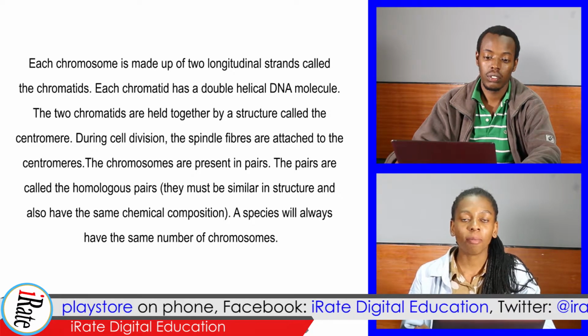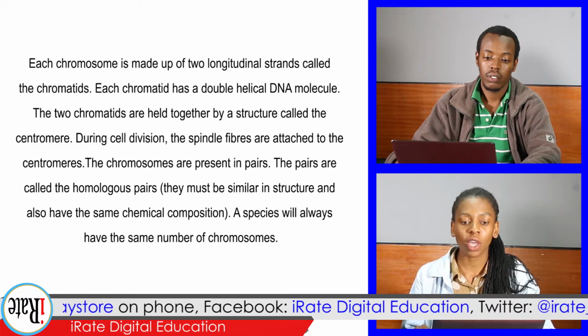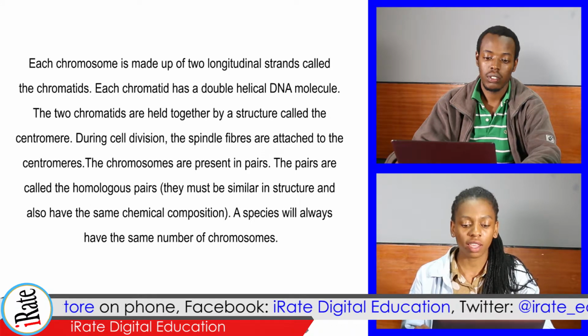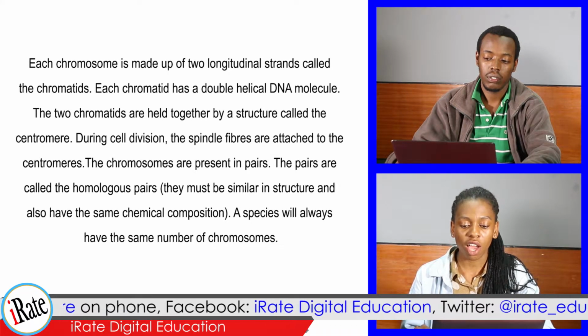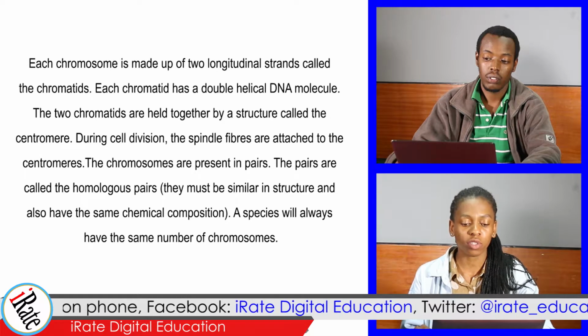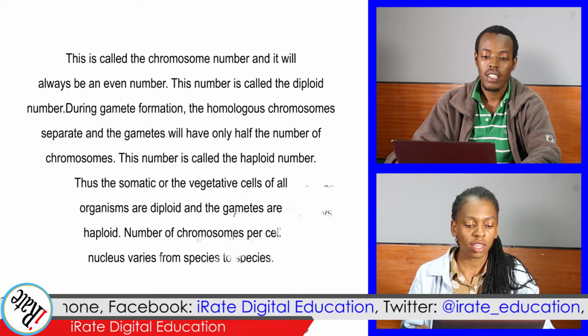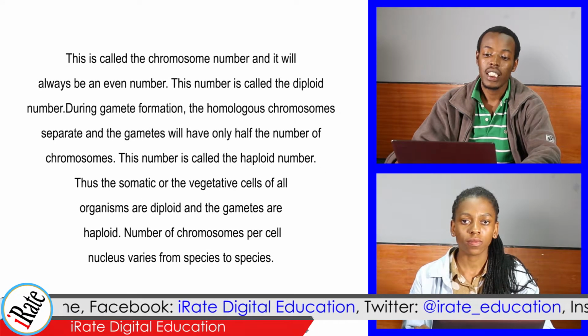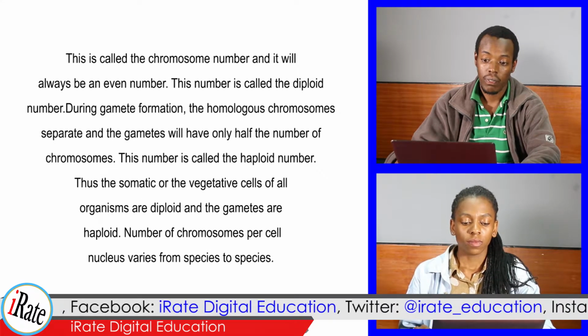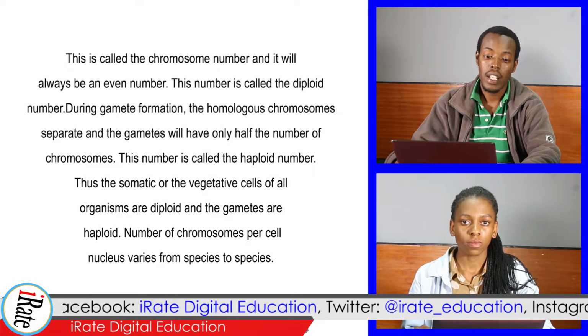The chromosomes are present in pairs. The pairs are called the homologous pairs. In brackets, they must be similar in structure and also have the same chemical composition. A species will always have the same number of chromosomes. This is called the chromosome number, and it will always be an even number. This number is called the diploid number.